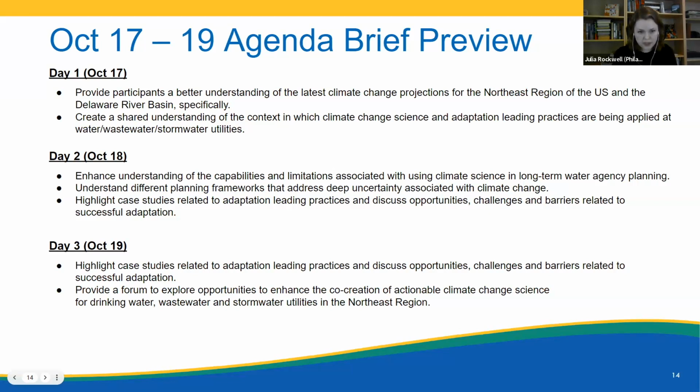And then on day 3, we're going to continue highlighting some innovative case studies, get into some discussion on barriers, opportunities, and challenges related to successful adaptation, and also provide a forum for us to explore opportunities to enhance the co-creation of climate science in the Delaware River Basin. So that's what we have on deck for the next 3 days. And if we go to the next slide.